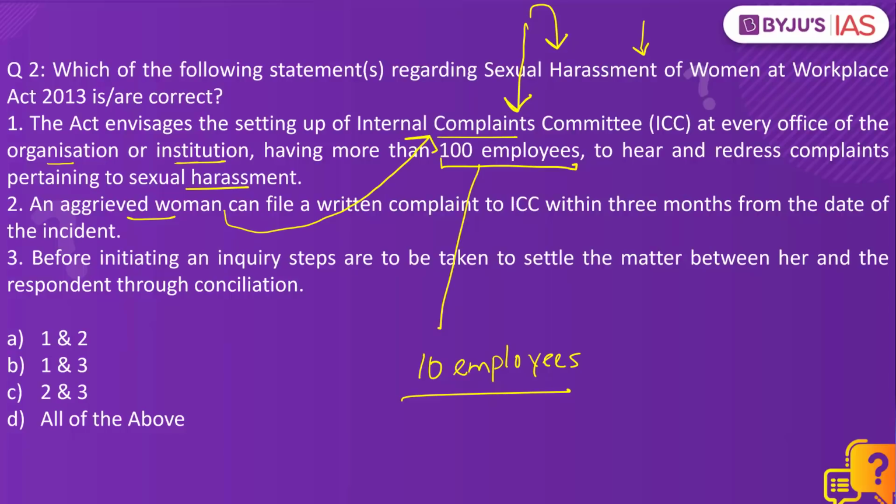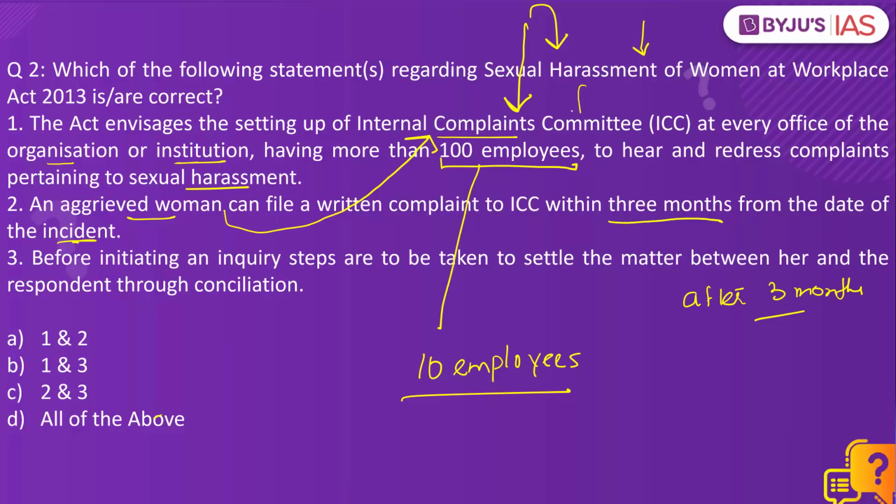What is the time period for lodging this complaint? Within 3 months from the date of the incident. But to tell you one important thing, it doesn't mean that a woman cannot lodge a complaint after 3 months from the date of incident. She can do that, but then she has to provide tangible reasons. What led to this delay?